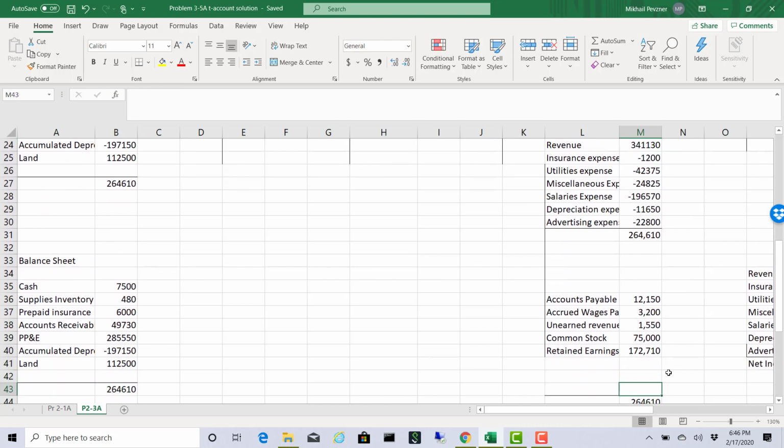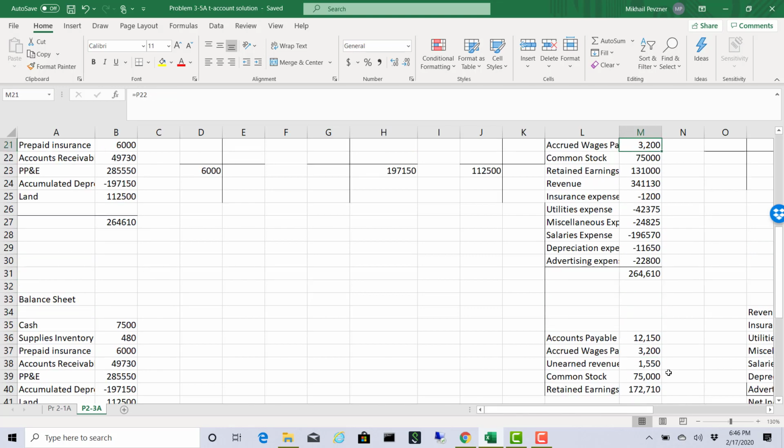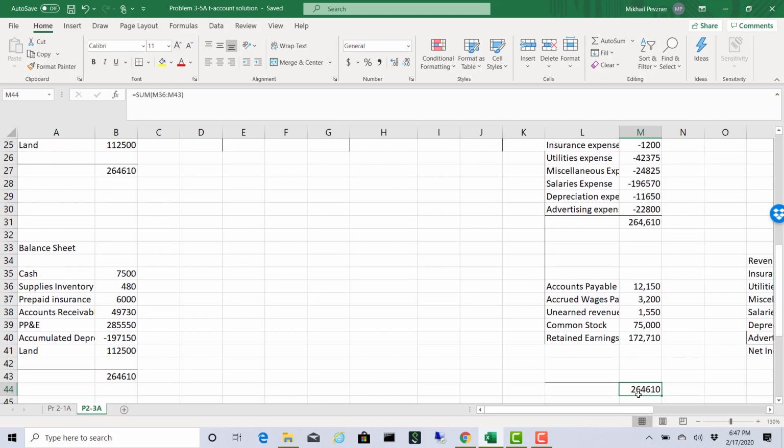This is essentially the closing right here, right? Revenues and expenses are closed, zeroed out, and the difference goes to which account? Retained earnings, which I did basically. I didn't do the physical closing where I zero out all the revenues and expenses. But essentially, I just aggregated the retained earnings with revenues and expenses, and that gives us a final retained earnings balance of 172,710. So that's problem 358.